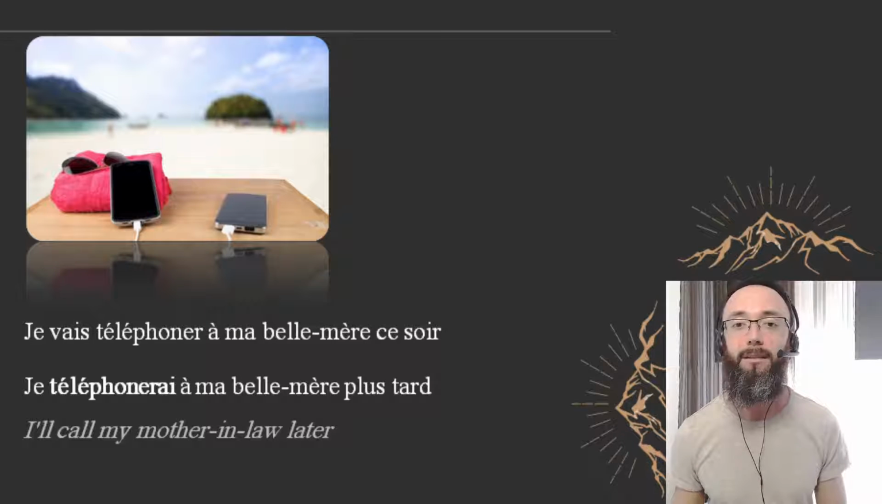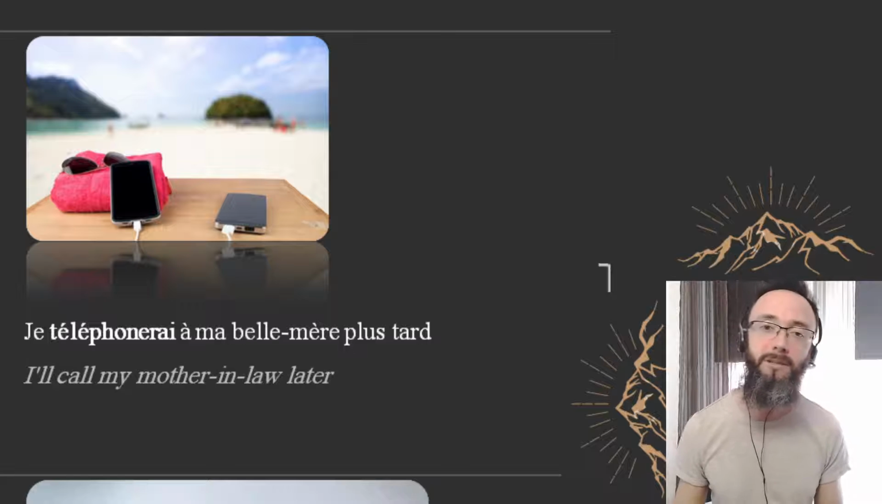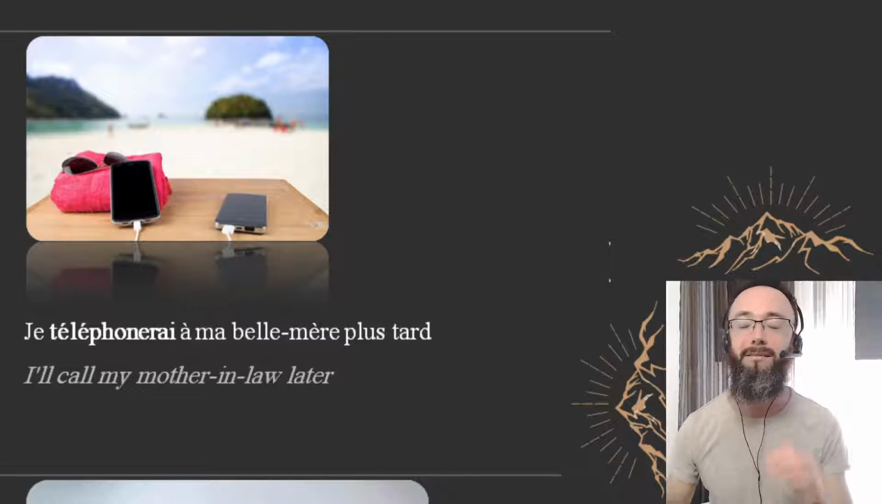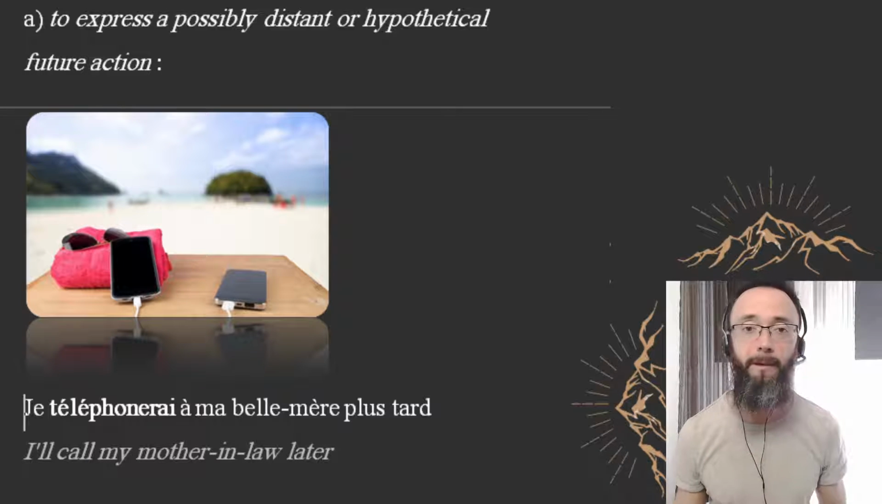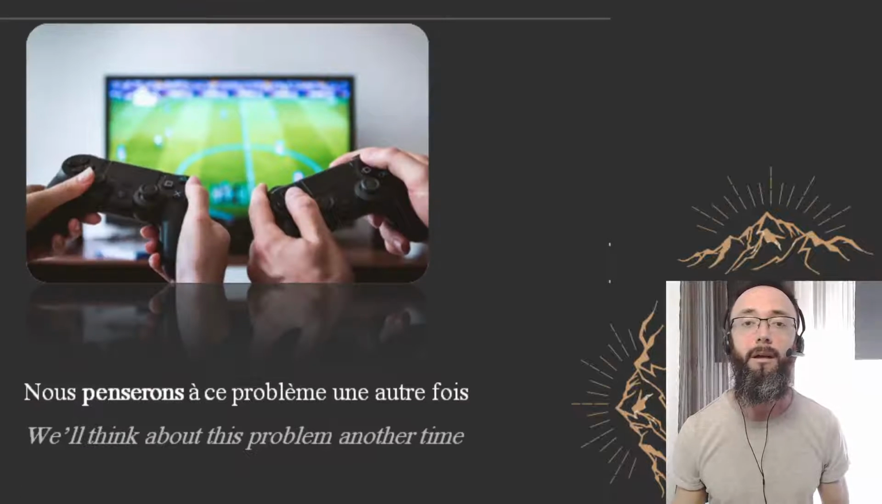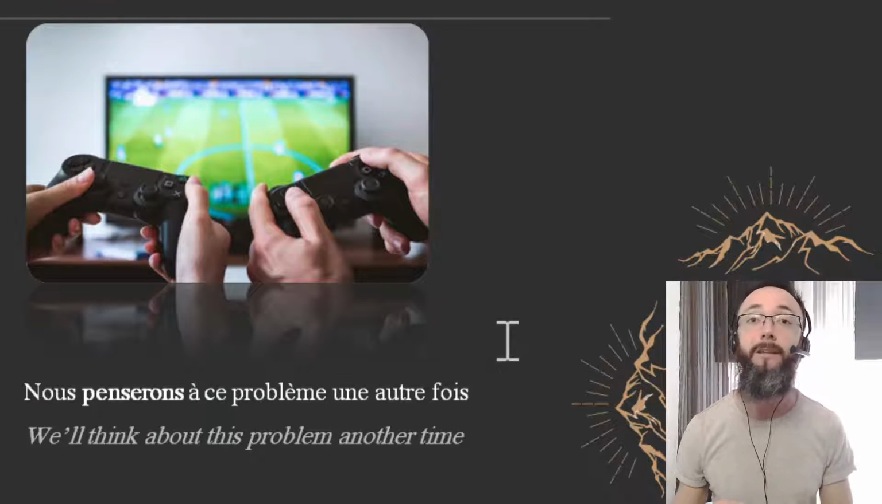But here, future simple, it will be later. It's not clear as to when it will happen. It is going to happen probably, but there's not a lot of momentum there. Okay? Another example is, we'll think about this problem another time.